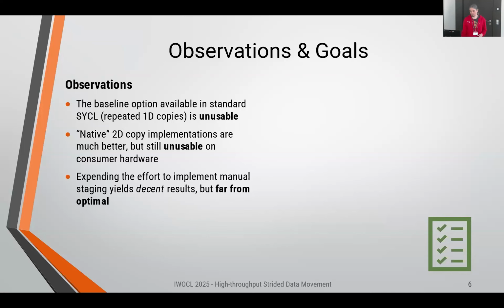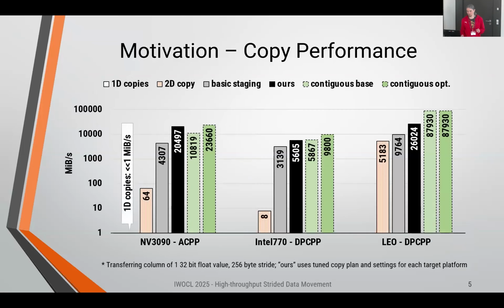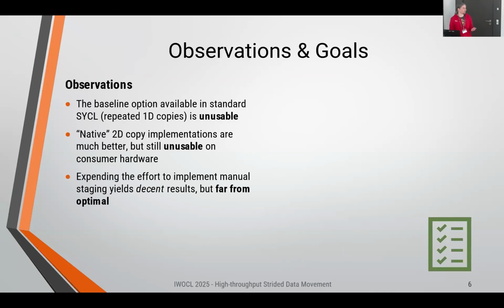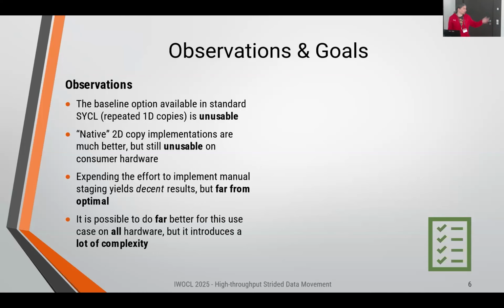If you implement manual staging, so this was the part I didn't talk about too much here, which is basic staging. So what you can reasonably expect an application to maybe implement when it's not focusing on these types of copies. Then you can get rather decent performance, but it's about a factor of 4 off from what you can actually optimally achieve, which is still a lot of performance left on the table. And yeah, in all cases, it's possible to do far better than these options, but this introduces quite a lot of complexity to something which, again, I think should be easy.